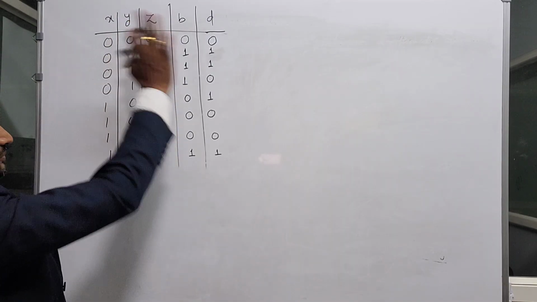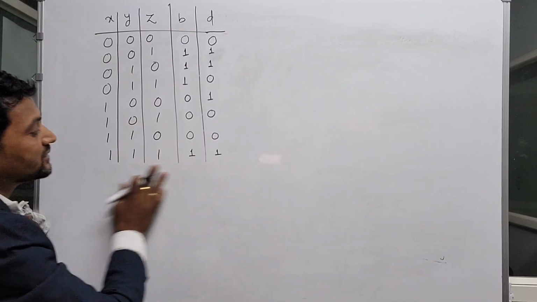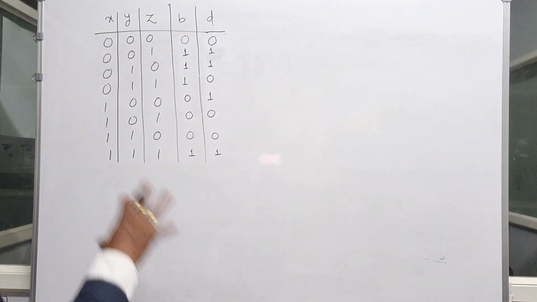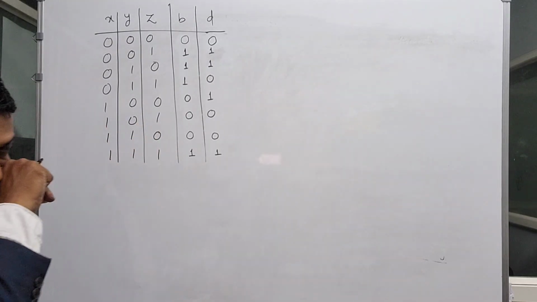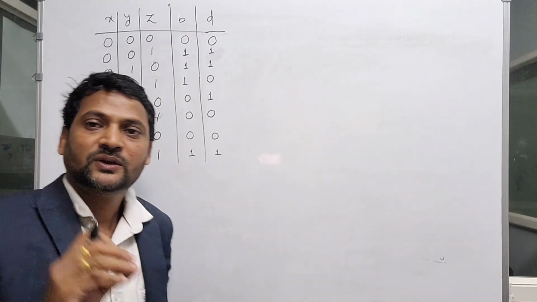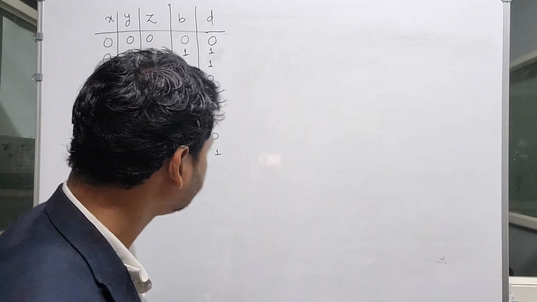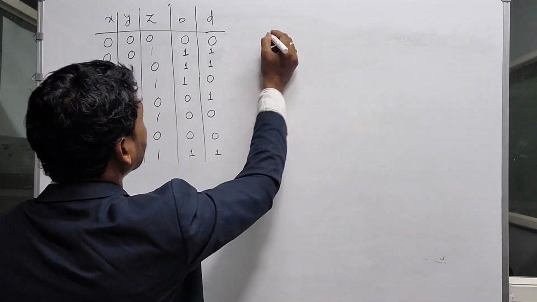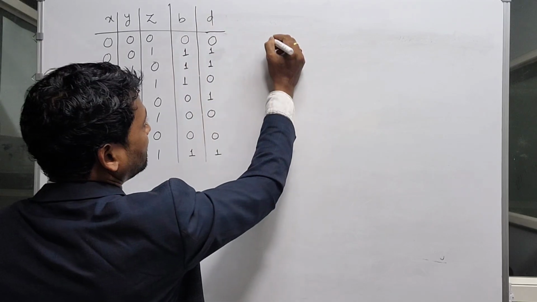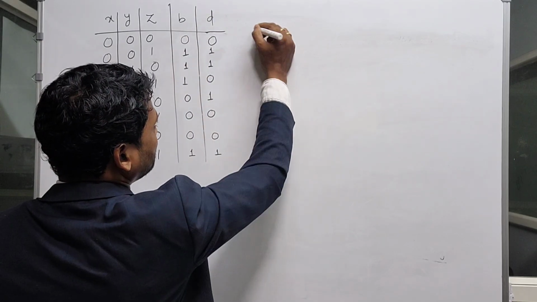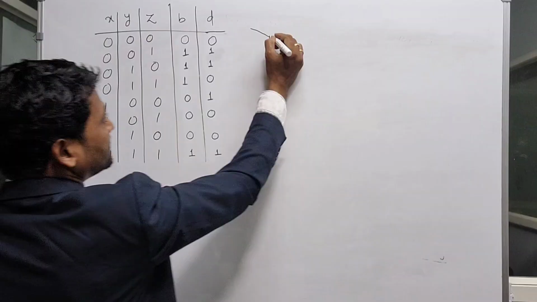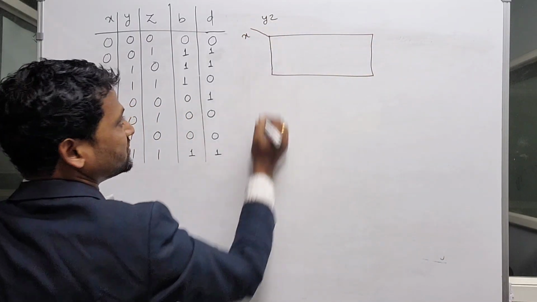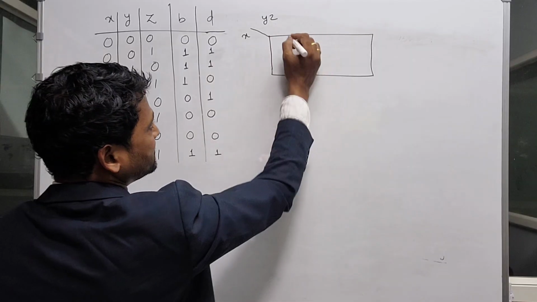Looking at that table we can design the circuit. Before that, we should write the equations. How do we write the equation from a 3-bit truth table? The best option is to use the K-map concept. What are the inputs here? The inputs are x, y, z. So you take yz on this side and x on the other side.